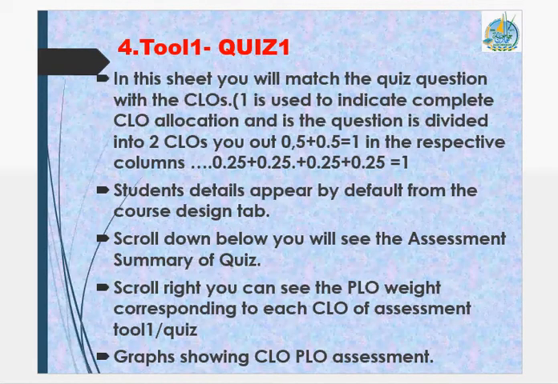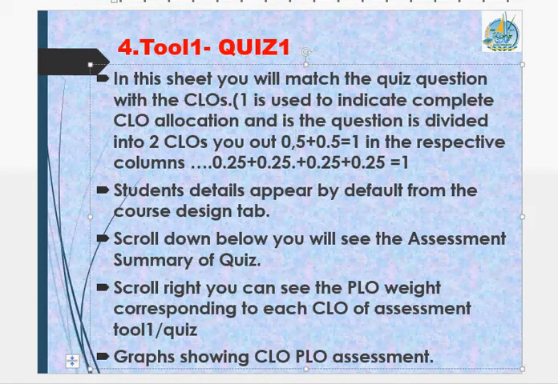Now, the next sheet is tool 1. For me, tool 1 is quiz 1. I have used tool 1 for quiz 1. Now, what does this sheet show us? This sheet shows us how the quiz questions are mapped with the CLOs.